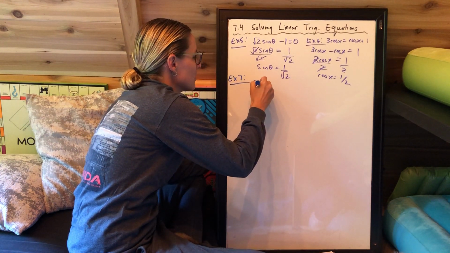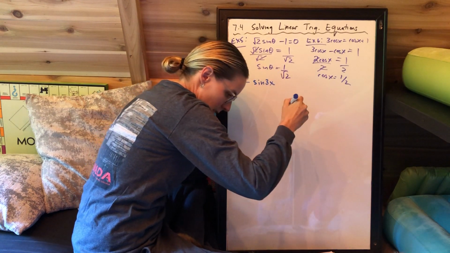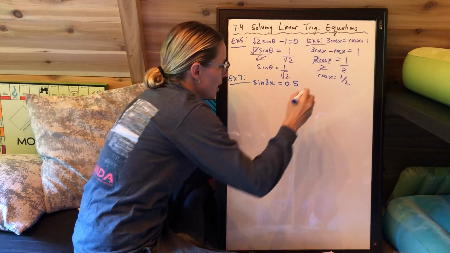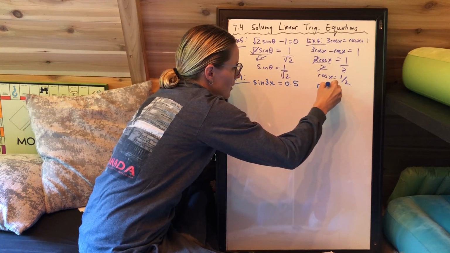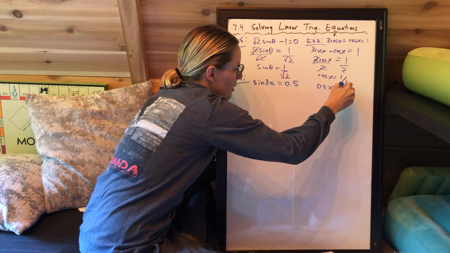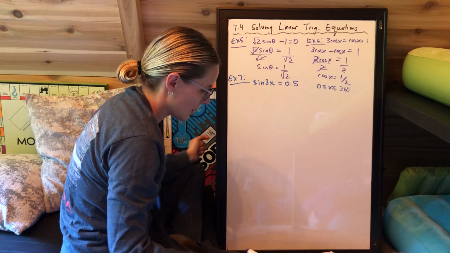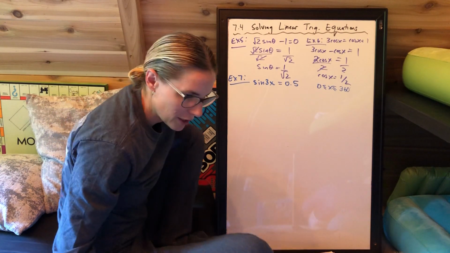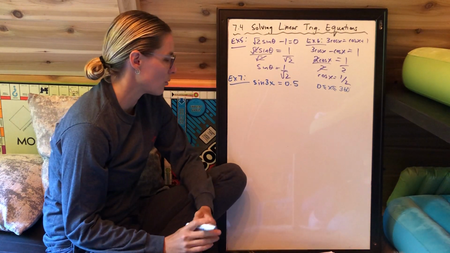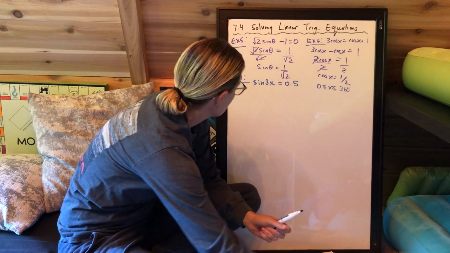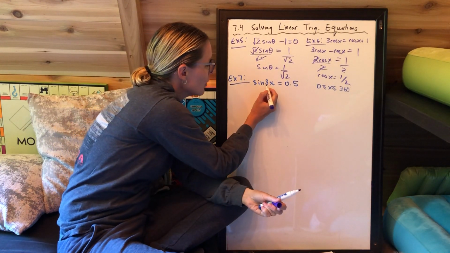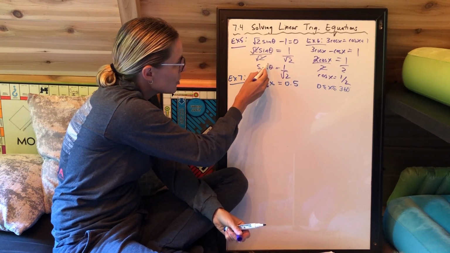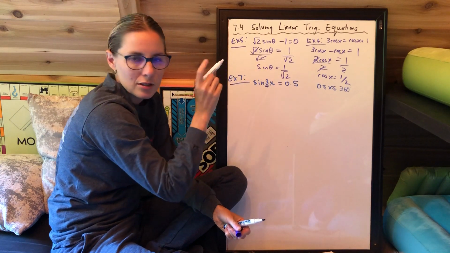Sine 3x equals 0.5. That's what this one looks like. The thing is we want to look at all values between 0 and 360 degrees. Now, the one thing that's different about this one than the other ones is this 3 sitting right here. That's unlike everything else we looked at before. There was no number in front of the angle. It was just a 1, essentially.